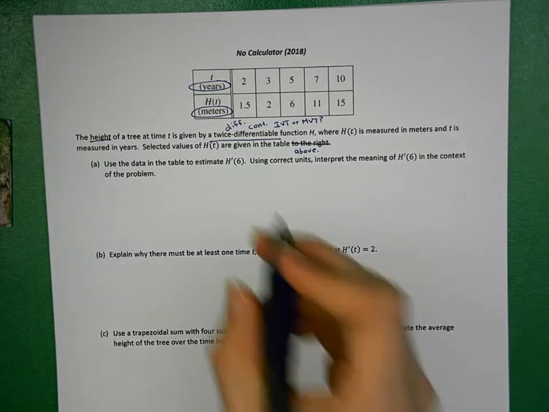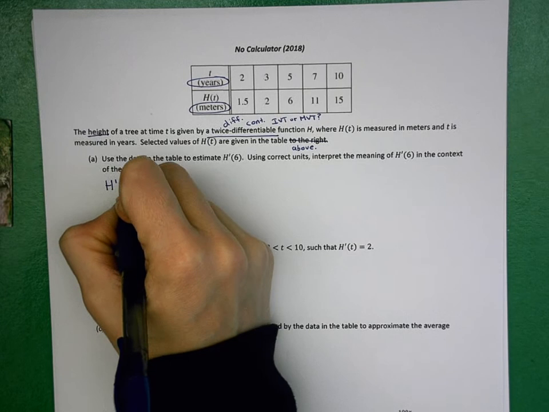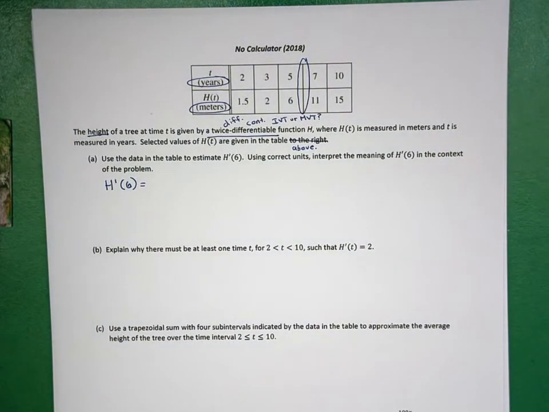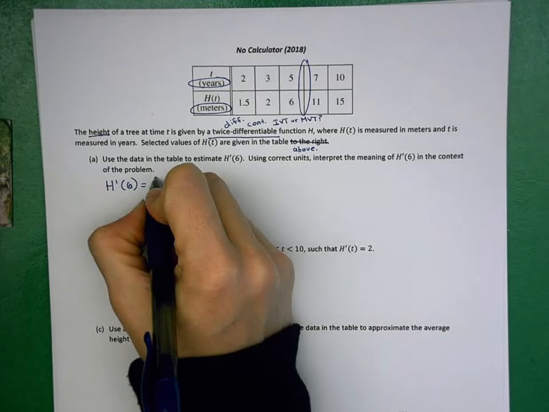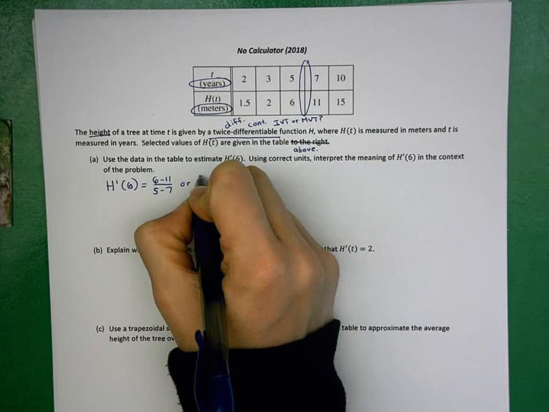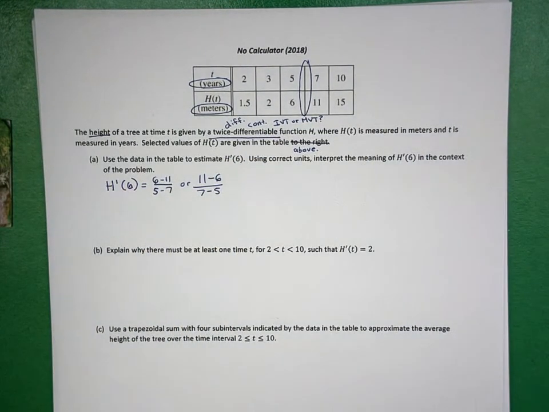Okay, so we did a couple of these on the Monday one, h prime of 6, so we're looking at this point in time right here. H prime is a slope of some sort, and so we're looking at change in y over change in x, so either 6 minus 11 over 5 minus 7, or 11 minus 6 over 7 minus 5, whichever one you prefer, and then leave it alone. You don't have to simplify, right? Leave it there. Okay? If you do simplify, you should get 5 halves.